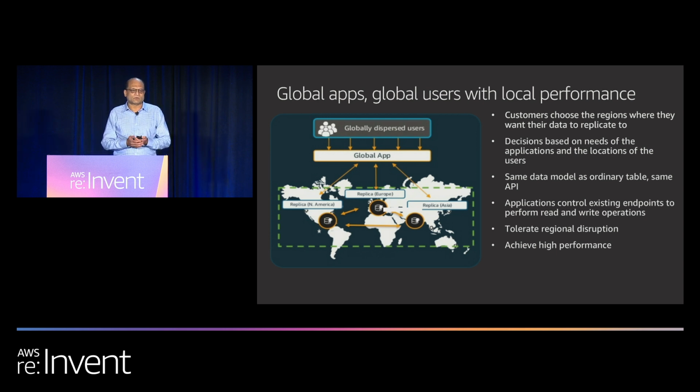DynamoDB already has a global footprint. Global tables leverage that, and provide a fully managed, multi-region, multi-master database that gives you fast local read and write performance for your massively scaled global applications. Global tables replicate DynamoDB tables across AWS regions of your choice.